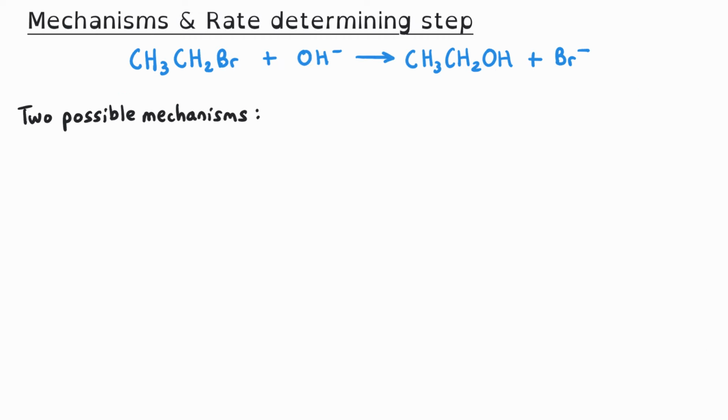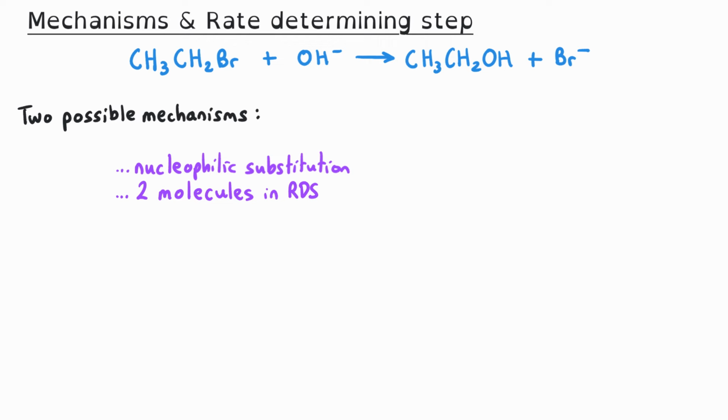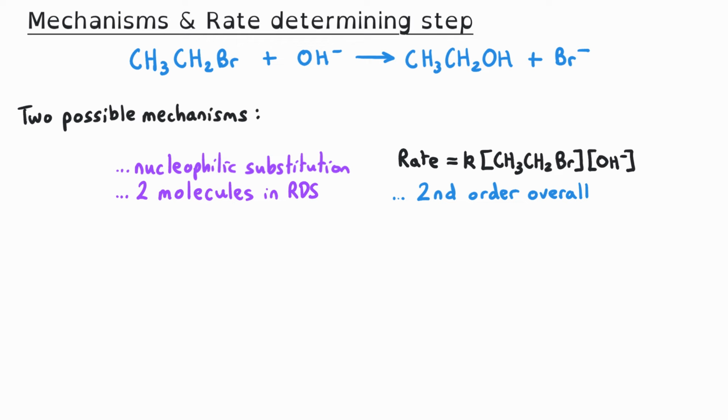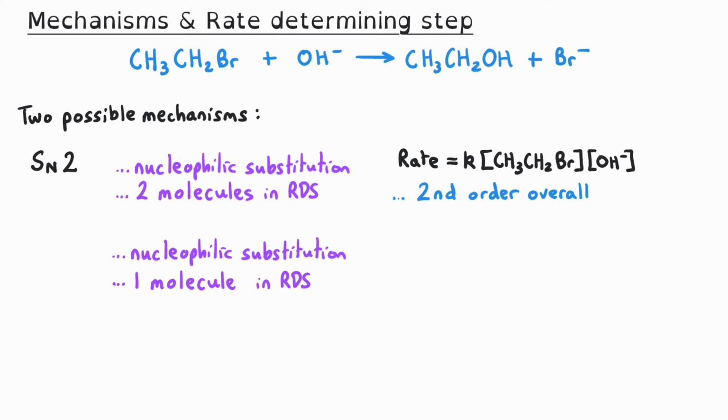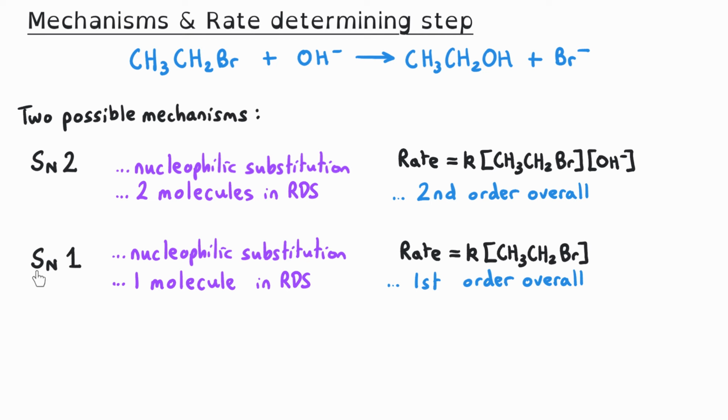Since there are 2 possible mechanisms for this hydrolysis of bromoethane reacting with the hydroxide ions, we need some way of differentiating them. And so the first mechanism, which showed 2 molecules in the rate determining step, and was therefore second order overall, is known as substitution nucleophilic with a 2, and we'd say it is SN2. And the second mechanism that we saw had only 1 molecule in the rate determining step, and so it is first order overall, and we refer to this as SN1, substitution reaction, nucleophilic mechanism, 1 chemical in the rate determining step.